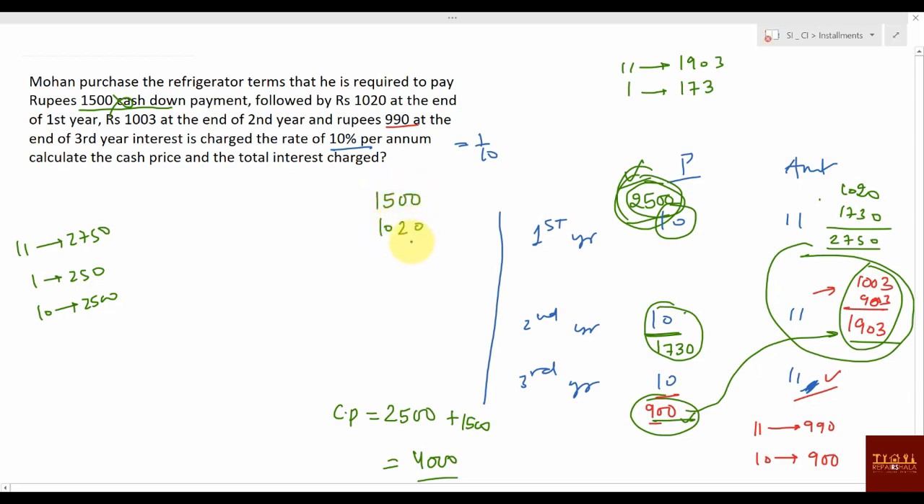Then first installment 1020, second installment is 1003, and third installment is 1020. No, 990, right? 990. So this is 4413. Yes or no? 4413 you have paid. And how much actually should you pay? 4000. So how much interest have you paid? 413 as interest you have paid. And what they are asking, cash price we already have got. Clear? Maybe if this idea is not clear, again we'll solve one more question and then this idea will be clear.